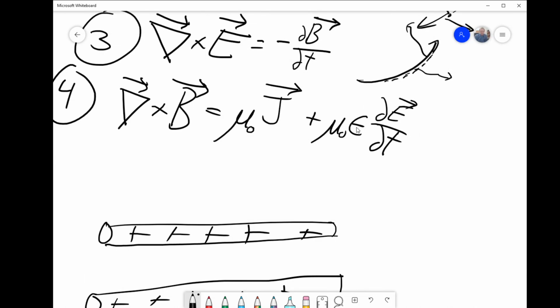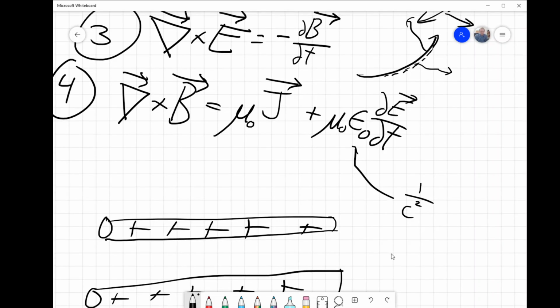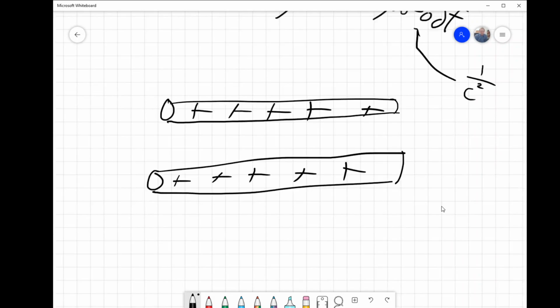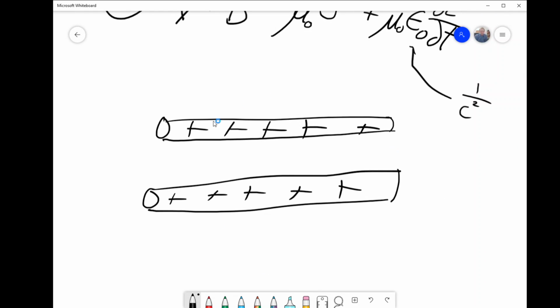We can even look at this mu naught epsilon naught. And remember, that is 1 over the speed of light squared, which can come into this equation a little bit as well. But these are the ideas. So in our next video, we're going to take a look at these solid rods and see what happens as they move through time and space.